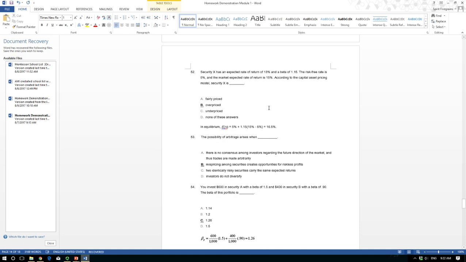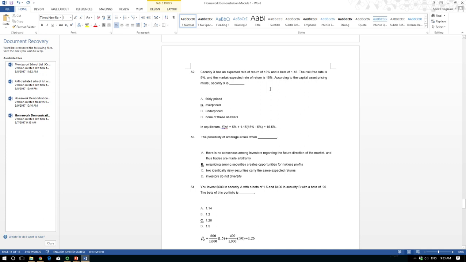Number 52. We have security X, with an expected rate of return of 13% and beta of 1.15, a risk-free rate of 5%, and a market expected rate of return of 15%. It asks you to see if this security is overvalued or undervalued, overpriced, underpriced, or fairly priced.